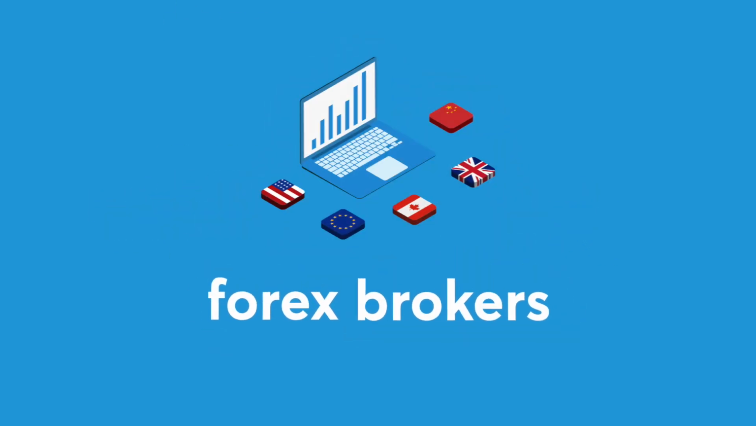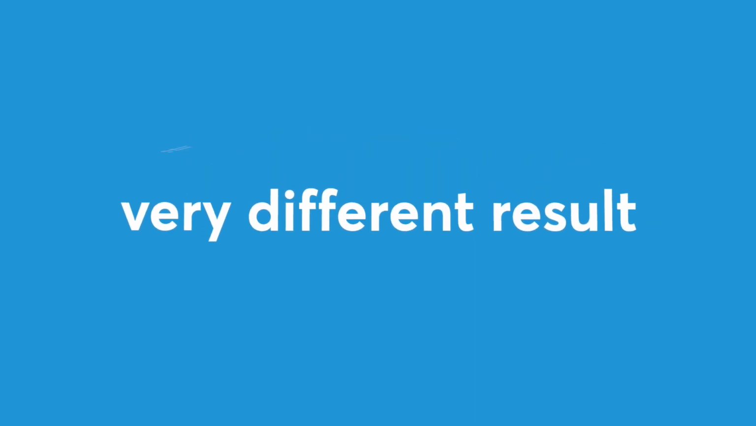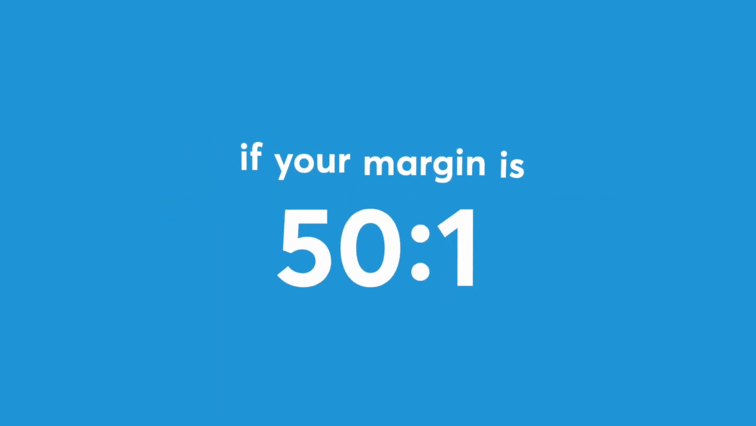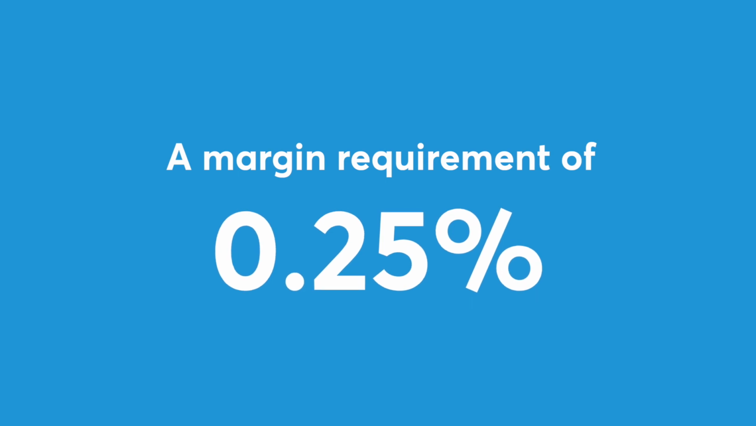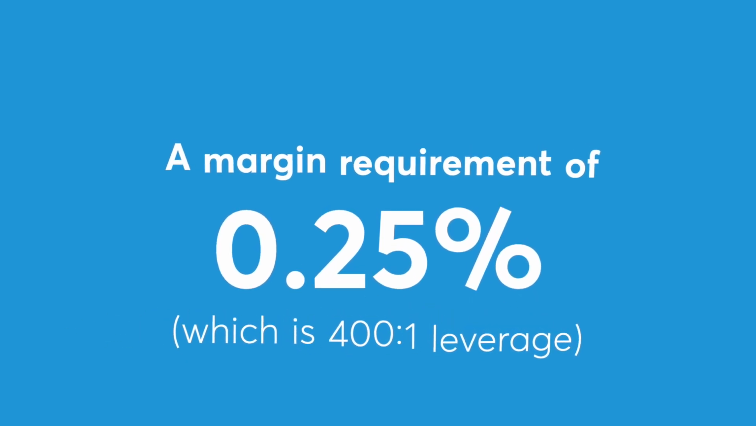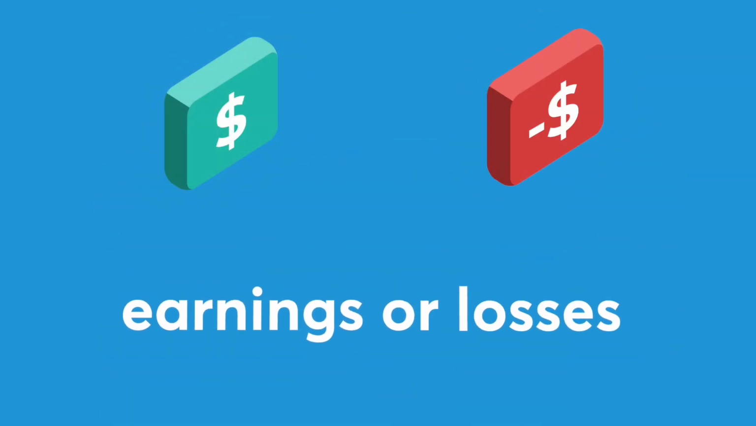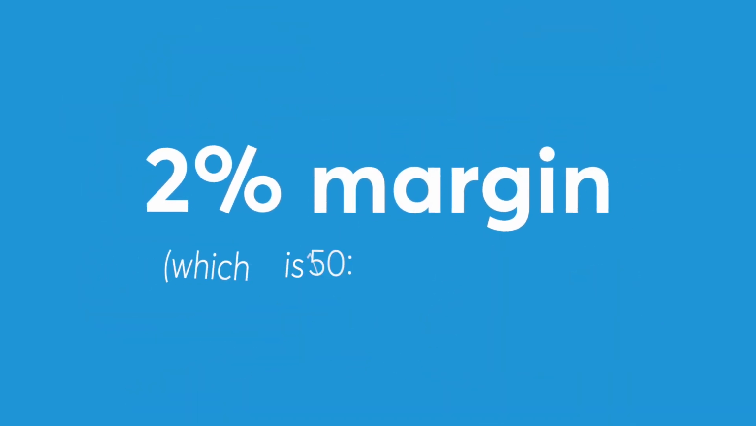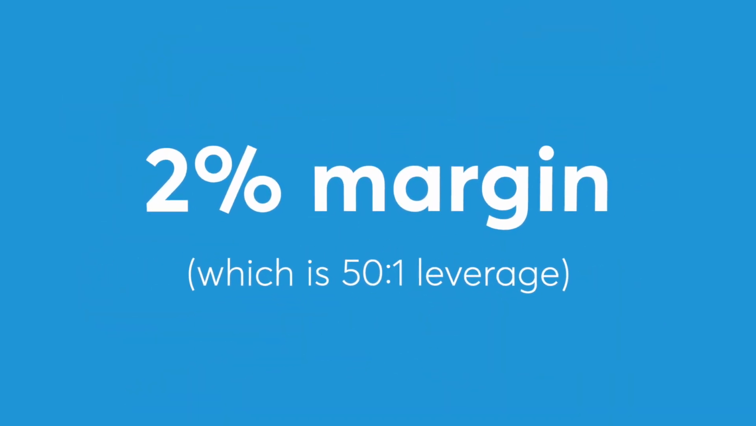You can see here some more examples. The amount of available leverage varies wildly among forex brokers, and you can have a very different result if your margin is 50 for 1 compared to 400 for 1 in the forex market. A margin requirement of 25%, which is 400 for 1 leverage, provides 8 times more leverage when it comes to potential earnings or losses compared to a 2% margin, which is 50 for 1 leverage.